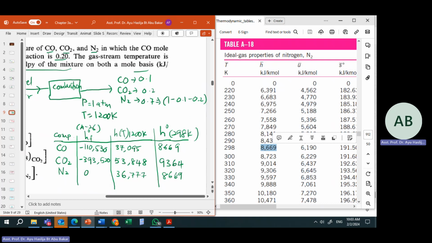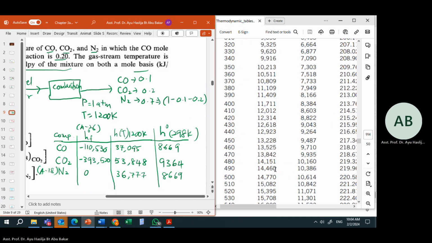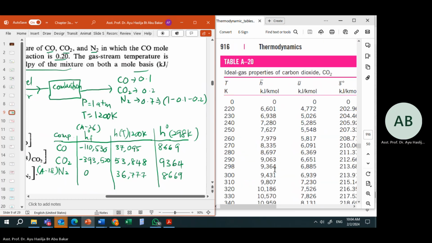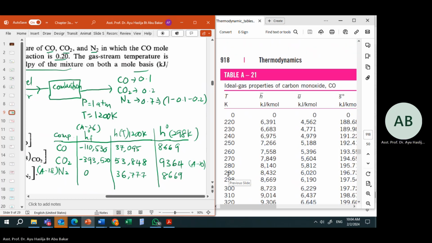Okay. N2 tadi table A18. CO tadi table A21. CO2 tadi table A20. CO table A21, I think. No, A21. Okay. Boleh up to that?